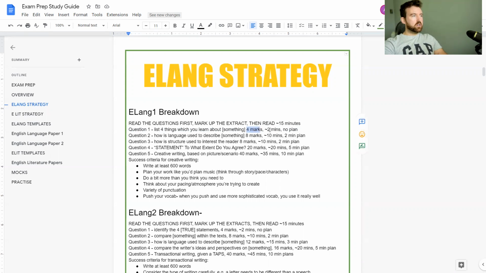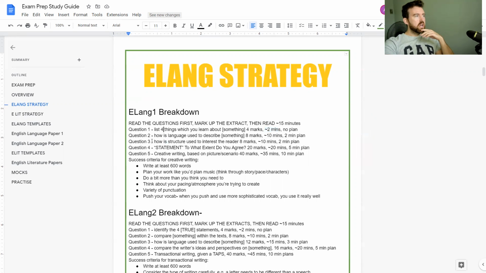It's 4 marks. You should spend no more than about 2 minutes on this. It shouldn't take any planning time. And you normally get the 4 things from the first 4 lines of the text. So, let's say it's about a character called Rosie. You might learn she's 11 years old, she has red hair, she goes to this school in London. There's 4 things. Boom, boom, boom, done.